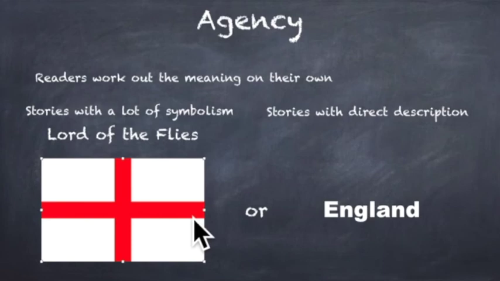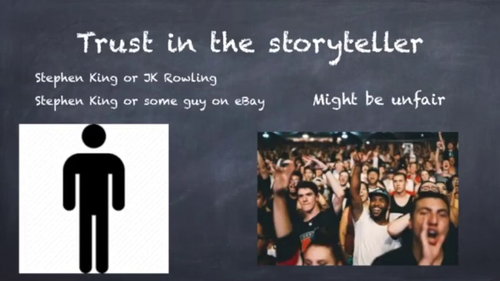This thing doesn't tell us anything directly, but it infers too many things. It infers the royal family. It infers the military of England. It infers the people of England. It infers everything in England. Well, there you go. That's agency. It is when storytellers talk around their story and expect the readers to figure out what the stories are actually talking about. The next one, the last one, is trust in the storyteller.